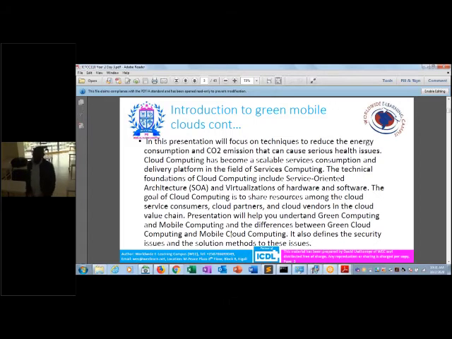So cloud partners and cloud vendors in the cloud value chain. This presentation will help you to understand green and mobile computing and the difference between green cloud computing and mobile cloud computing. It also defines the security issues and the solution methods to these issues.